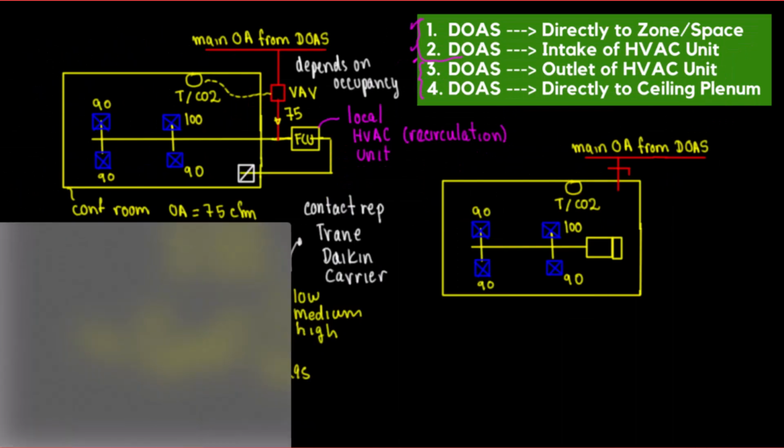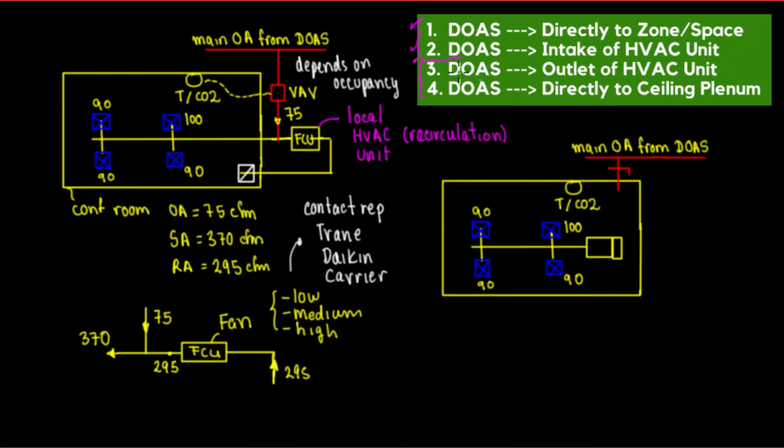Okay, alrighty. So that's number 3, DOAS outlet of HVAC unit, and this is pretty much how it works. Okay. Some advantages and disadvantages. Actually, whenever we're tapping directly, we're avoiding the space. So we don't have to have another diffuser, another type of ductwork. So this saves costs. All right.